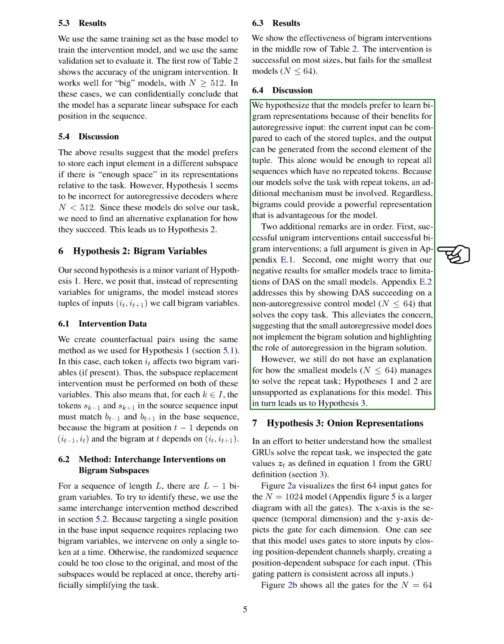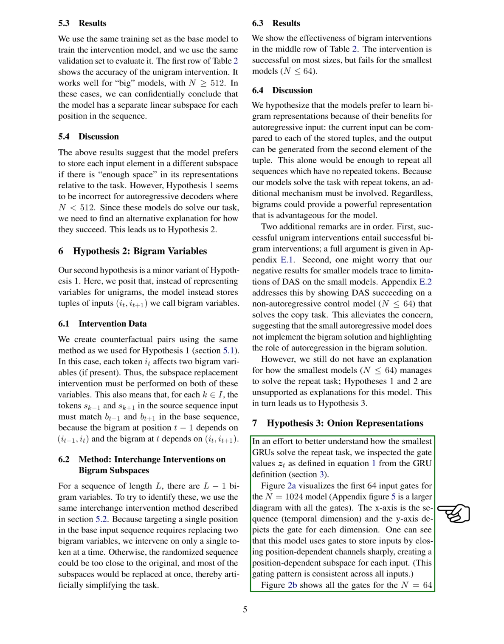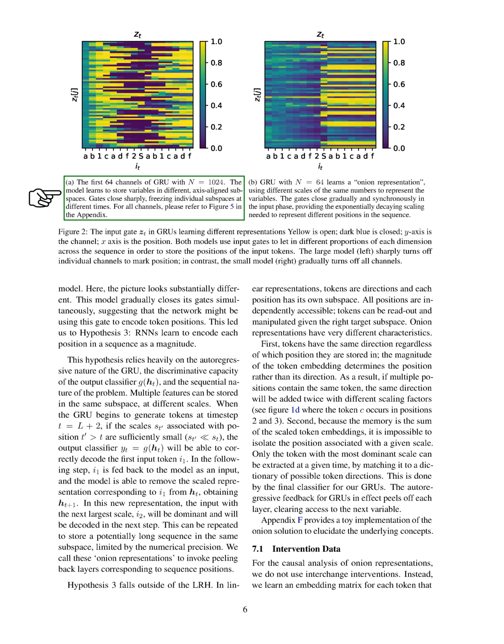In our third hypothesis, we explore how the smallest GRUs tackle the repeat task by examining the gate values defined in the GRU framework. We visualize the first 64 input gates for a larger model, where we see that this model uses gates to store inputs by sharply closing position-dependent channels, creating a unique subspace for each input. This gating pattern remains consistent across all inputs. In contrast, the gates for the smallest model show a gradual closure, indicating that this network may be encoding token positions. This observation leads us to propose that RNNs learn to represent each position in a sequence as a magnitude.